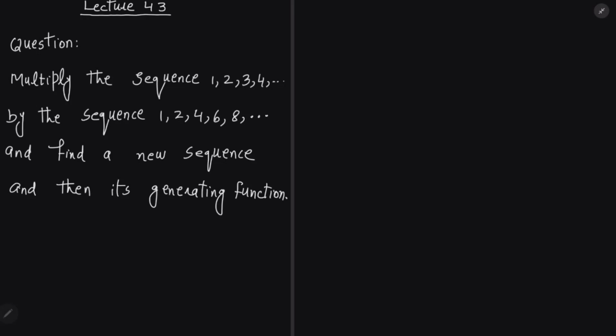In this video, I solve one more problem on sequence and generating function. So this is a very interesting topic. The question asks us to multiply this sequence with another sequence. First of all, we need to multiply these two sequences and then get a generating function. So let me multiply these two sequences first, as per the requirement of the question.